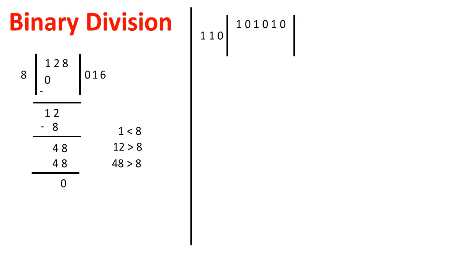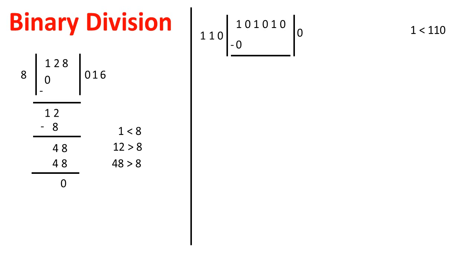You can see we have a binary number, that is 101010. This number we are going to divide by 110. So let us check from the left side, the first digit, that is 1. 1 is less than 110, so we are going to place the 0. Okay, so we have placed a 0, and let me subtract.